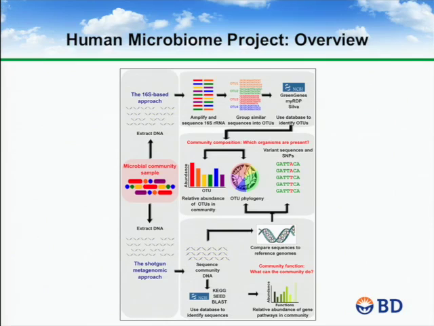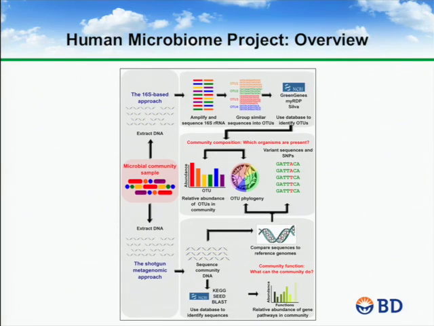DNA was also extracted and subjected to shotgun sequencing, which really sequences genes along the entire genome. And what this ends up doing is telling us what the metabolic potential is, what genes are present in that sample, irrespective of the identification of the source of the genes. So we get two very different bits of information by these two types of sequencing.